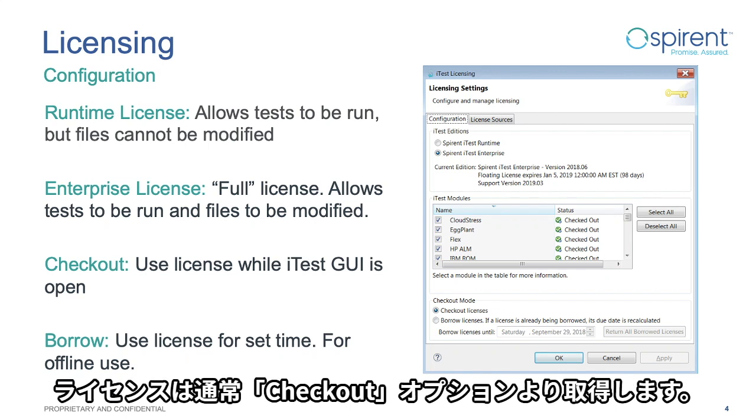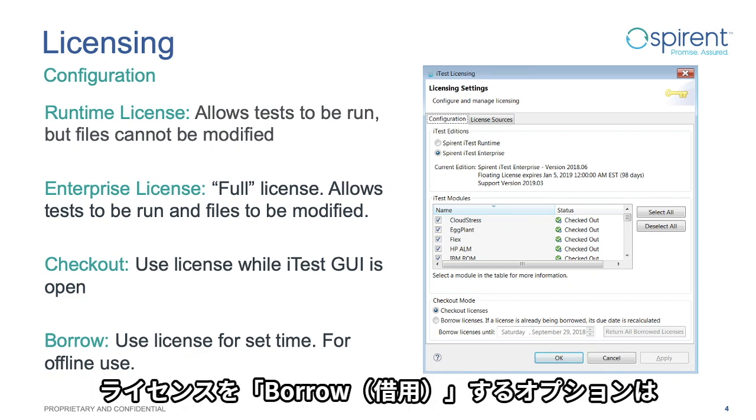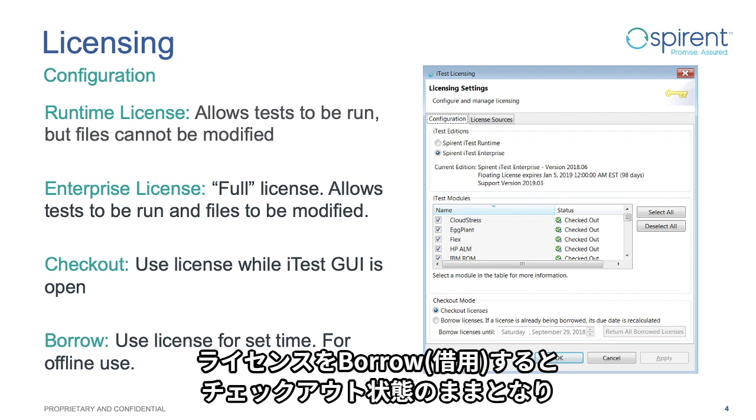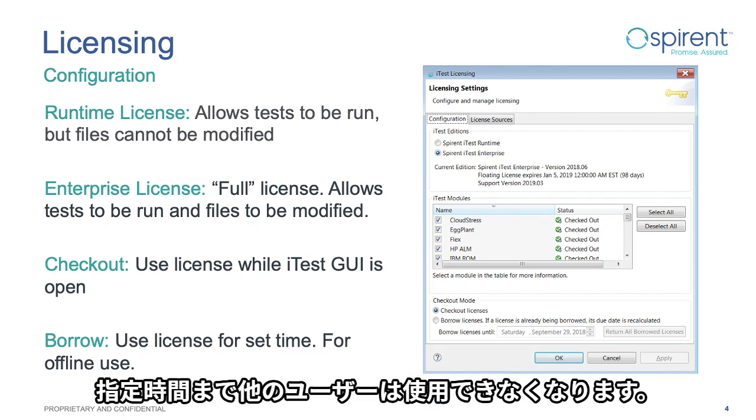You will typically use the checkout option to get a license. You have the option to borrow licenses for offline use, but be careful doing this. If a license is borrowed, it will remain checked out and unavailable to other users until the time specified.